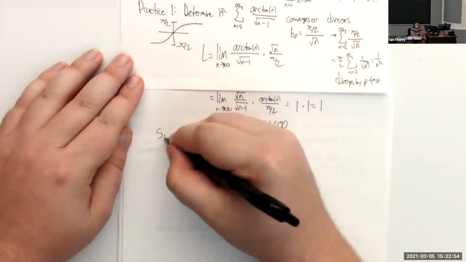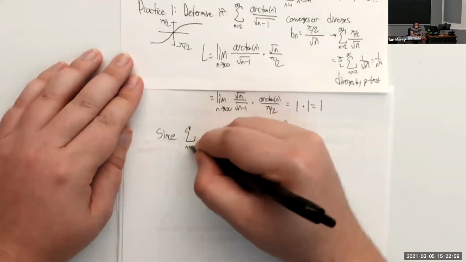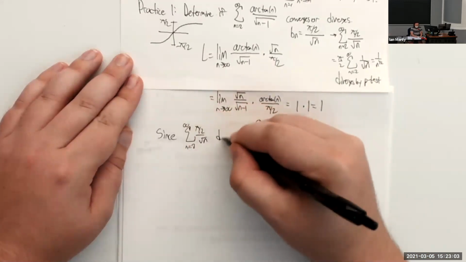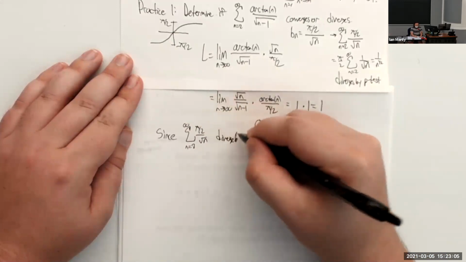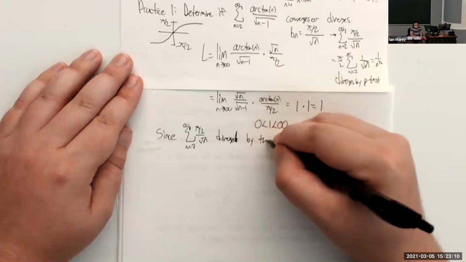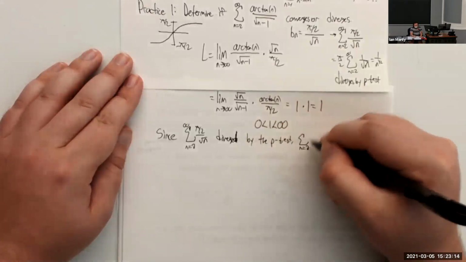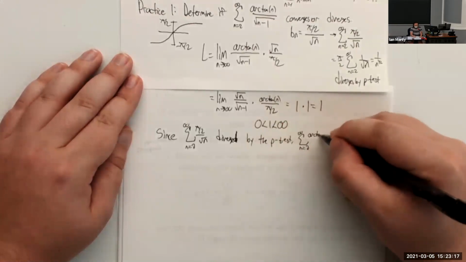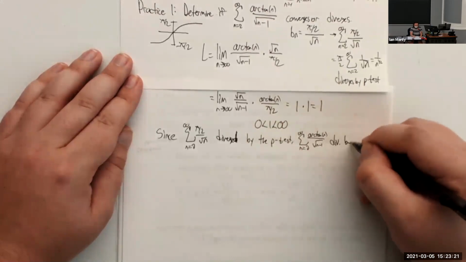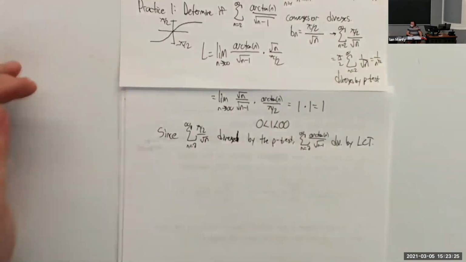All right, so now we can make our conclusion. Since the sum from n equals 2 to infinity of this diverged by the p-test, our original series diverges by the limit comparison test right here.